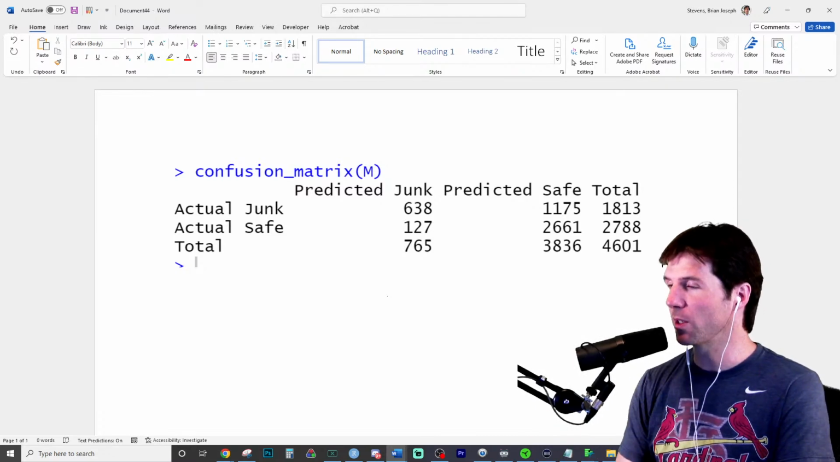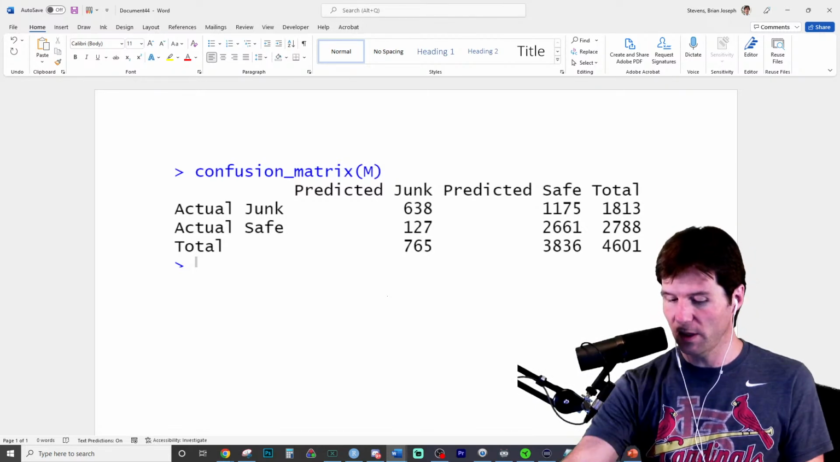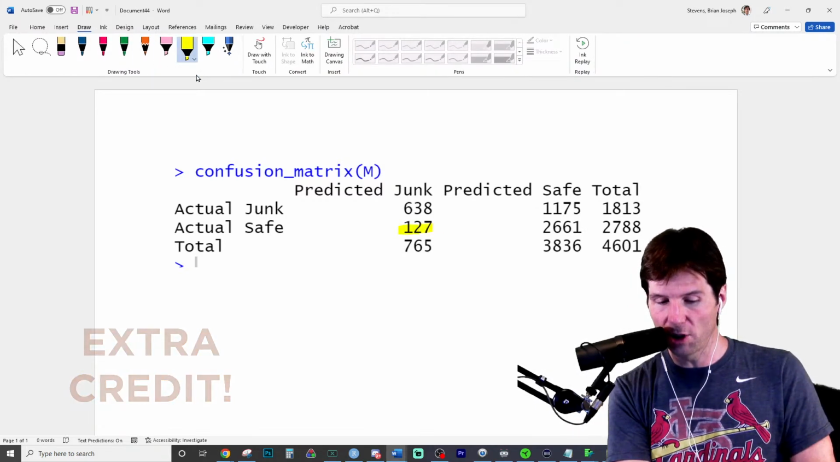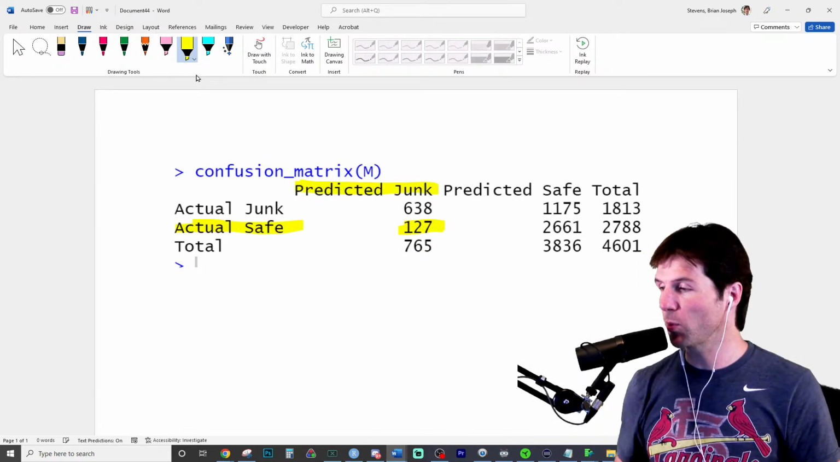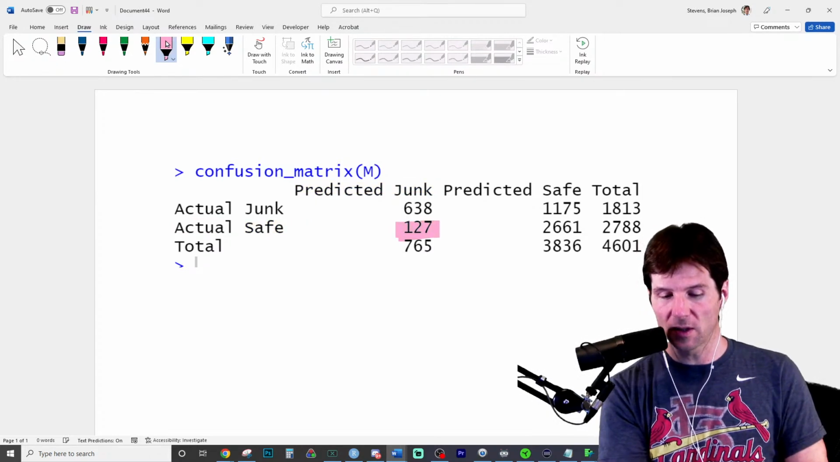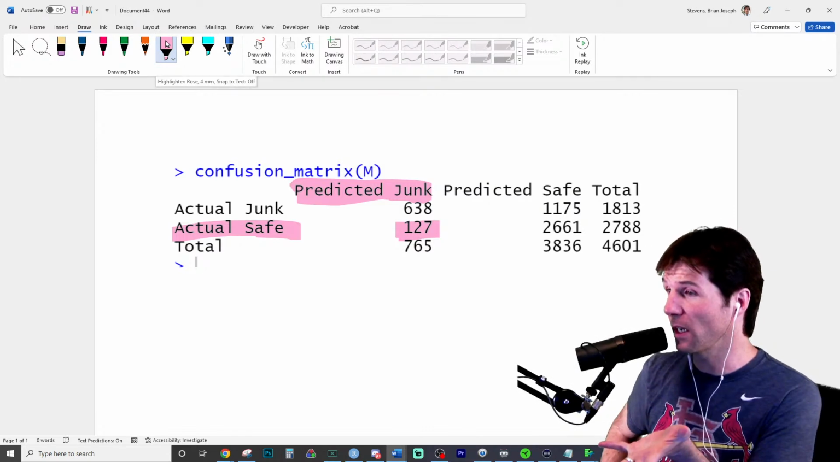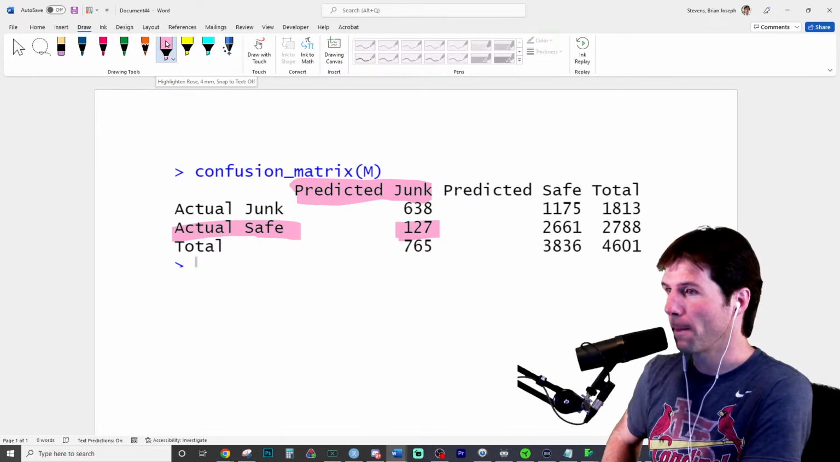So if you're walking through this with us, the 127, oh, great job. I think you got it. Because the 127 are emails we predicted are junk, but the emails were actually safe. These emails right here were predicted junk, so we think, I think that's a junk email, but it's actually a safe email. It's totally fine. It was our mom emailing us saying, hey, I found some free food. And we're like, junk.